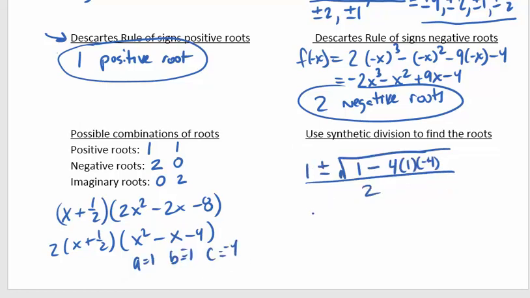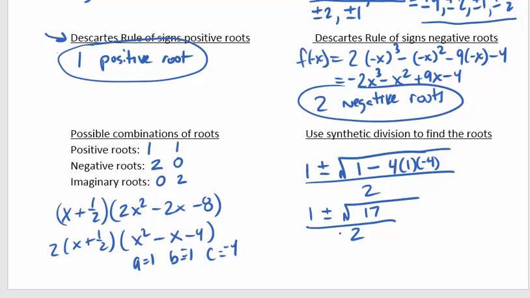All right, so it looks like we're going to get 1 plus or minus the square root. This is going to be positive 16. You can see the negative 4 times the negative 4. So 1 plus 16 is going to give us positive 17 over 2. So this is not imaginary. Notice we're taking the square root of a positive number here, but this is going to be an irrational root. All right, so let's see. So we've got, yeah, we can just leave it like this, really.